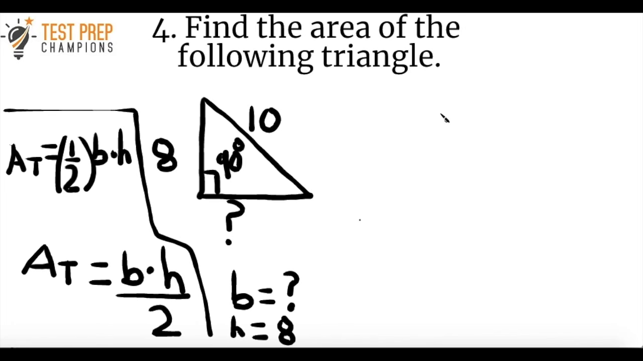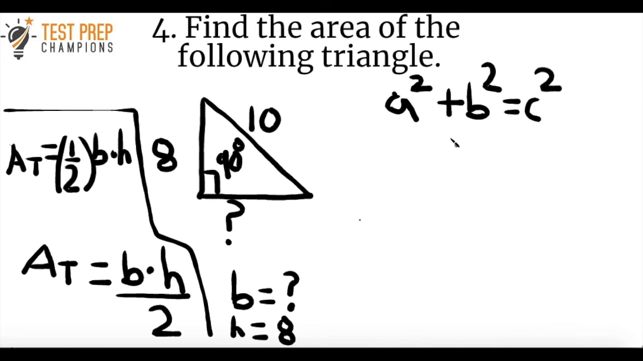And when you've got a right triangle, you can apply a special formula called the Pythagorean Theorem. This formula is really going to be the key to getting this question right. So the formula that you have to use before we can do the calculation for the area is a squared plus b squared equals c squared. Let me show you what this means. This formula is very important to understand.